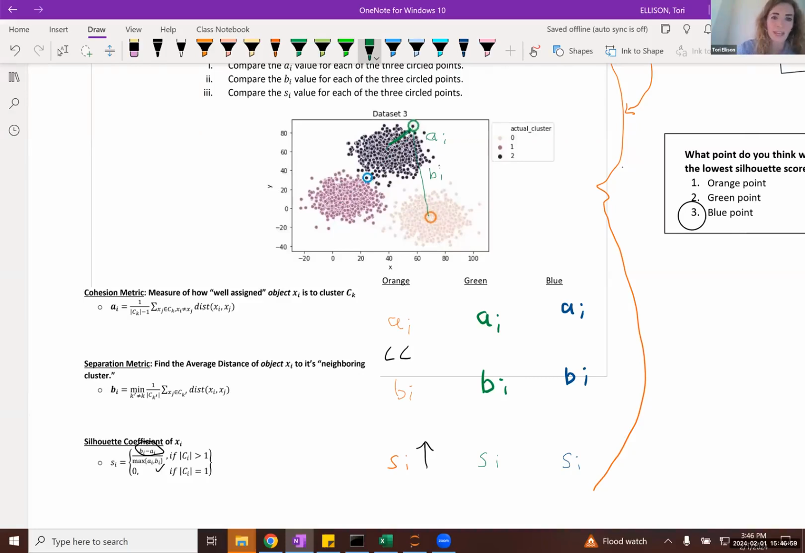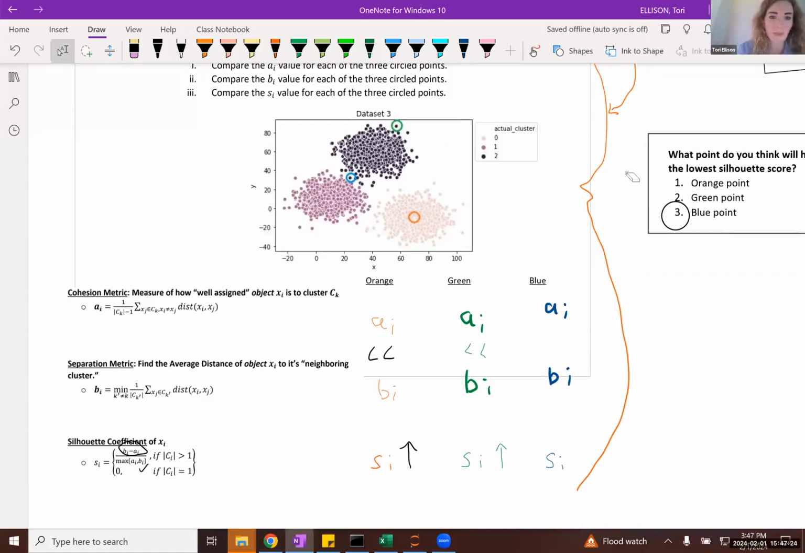Again, we can see that in this case, the BI is comparatively a lot larger than the AI. Because of that, when we calculate our silhouette score for that green point, that silhouette score is also going to be a lot higher, or in other words, it's going to approach 1. Now this is going to contrast with what we approximate our silhouette score for the blue point to be.